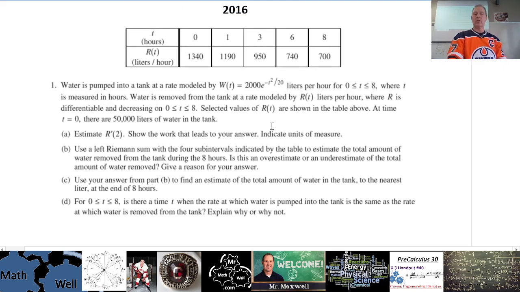Because in the question as well, there is a function for the addition of water, which we haven't taken a look at yet. So the total amount of water left at the 8 hours has to include the original amount you started with, the total amount of water that you removed, plus the amount of water that was added through this second function that was given to us.